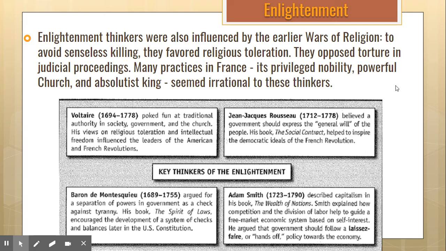Montesquieu argued that a separation of powers in government was a check against tyranny. So a check against an absolute king. So you had to split up the government into branches. And then Adam Smith, he's the one who describes capitalism in his book, which is called The Wealth of Nations. So we get a lot of ideas from these four Enlightenment thinkers.